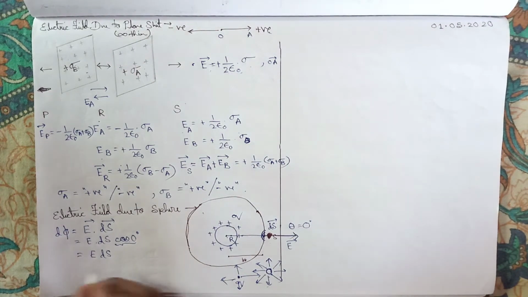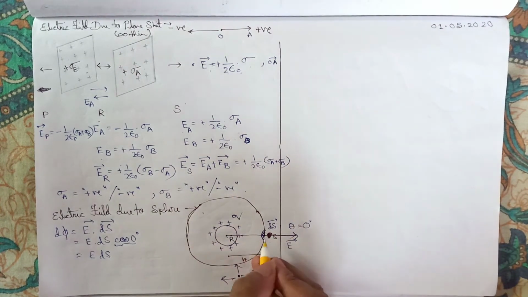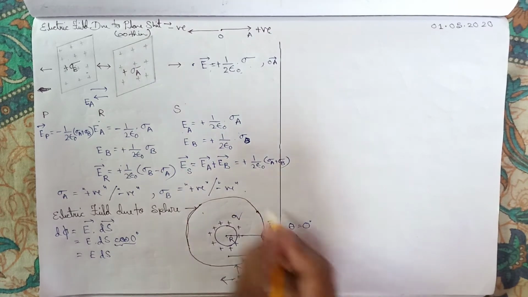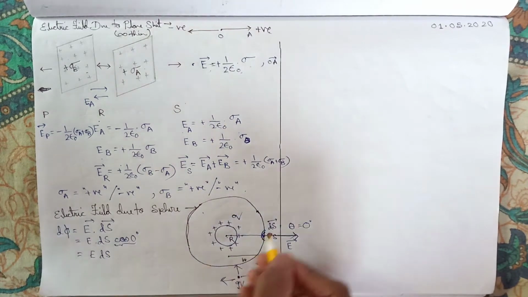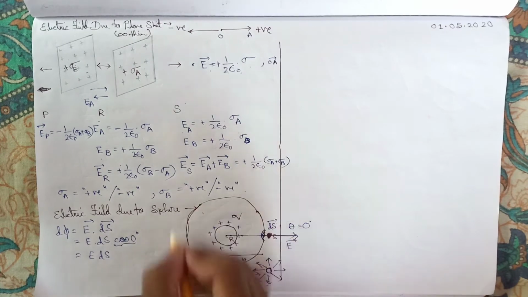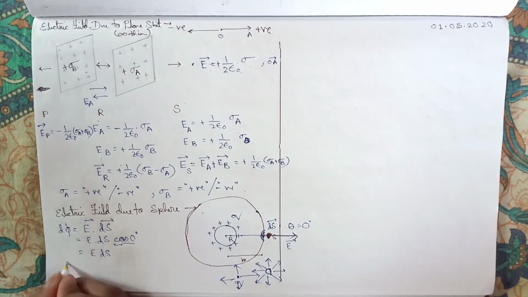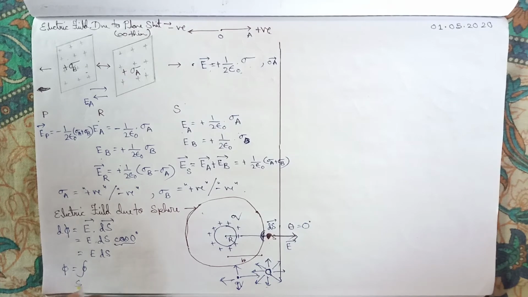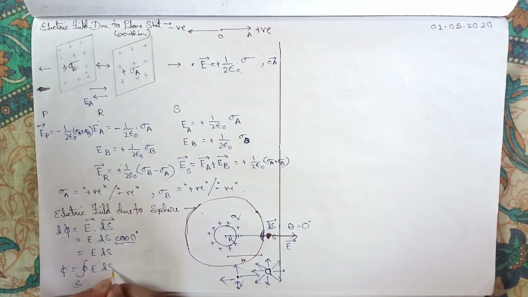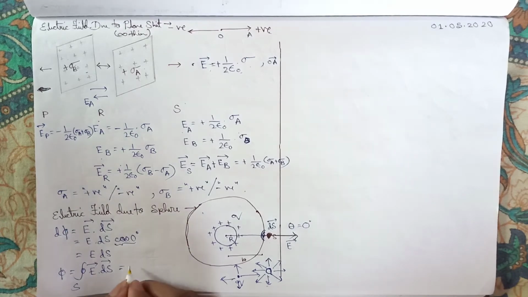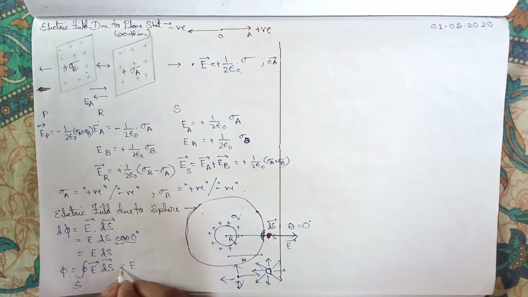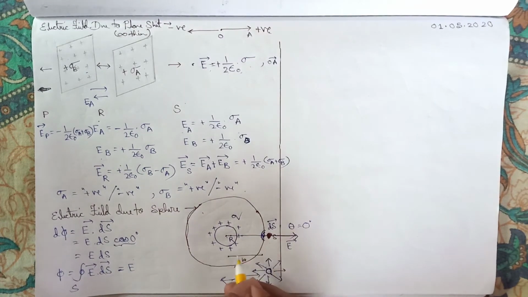Okay, follow it carefully. Now we have to find out, as this area is enclosed by this whole Gaussian surface, what will be the whole flux due to this point charge through this Gaussian surface? It is easy. Phi equals the closed surface integral of E dot ds. So the E is constant because it is uniform.